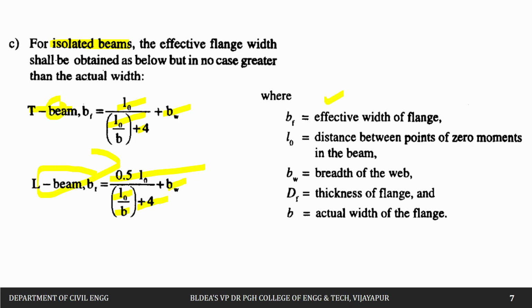So bf is the effective width of the flange. L0 is the distance between the points of zero moments in the beam. bw is the breadth of the web. df is the thickness of the flange, and b is the actual width of the flange.